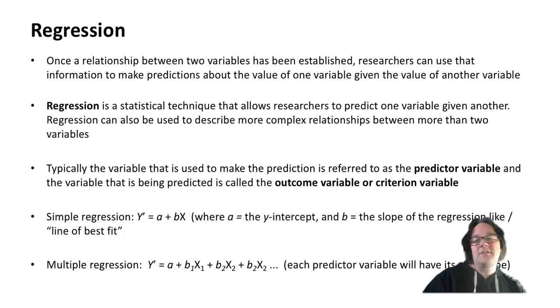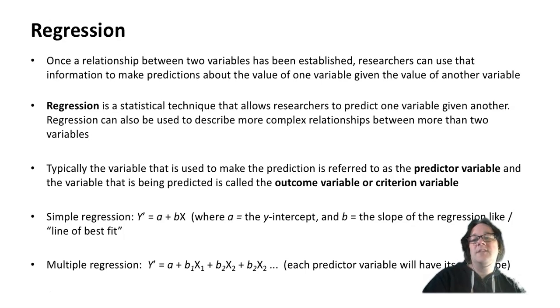Another complex form of correlation, one can argue, is regression. Regression is an extension of correlation, and we've already discussed regression in great detail. So consider this slide just a review. Once a relationship between two variables has been established, researchers can use this relationship to make predictions about the value of one variable given the value of another variable. Once I know the relationship between x and y, I should be able to plug in an x variable and get out a predicted y variable. And that's exactly what regression allows us to do.